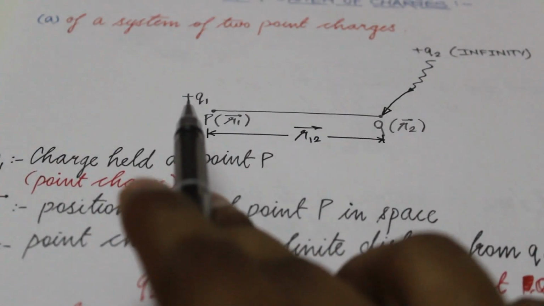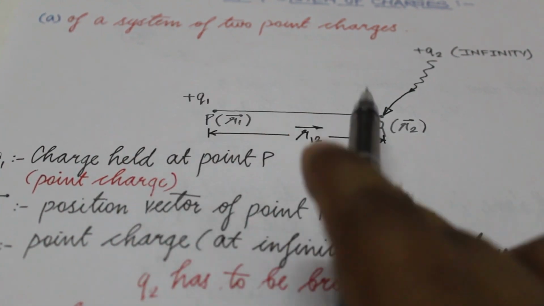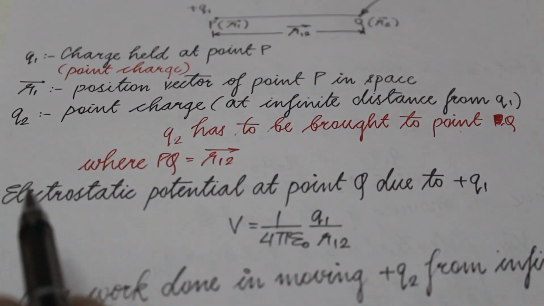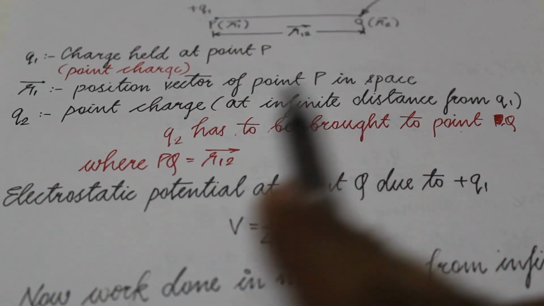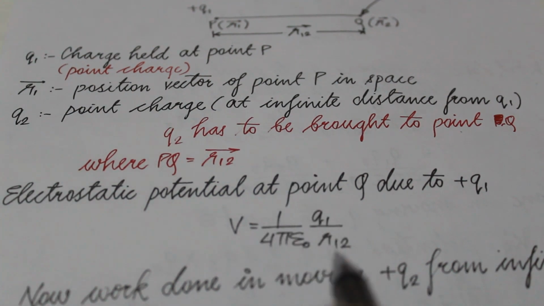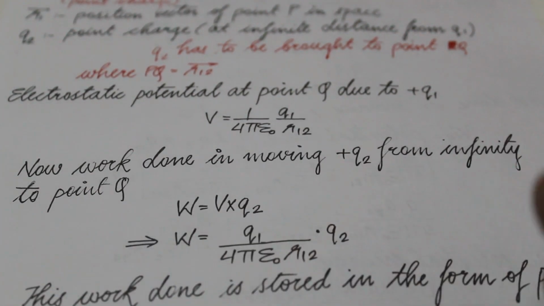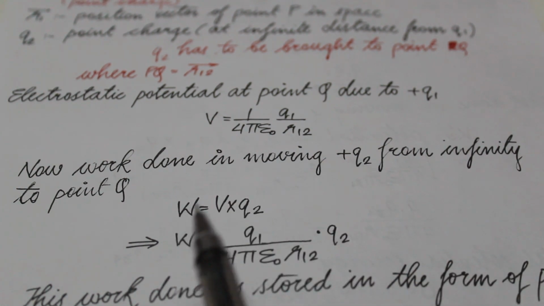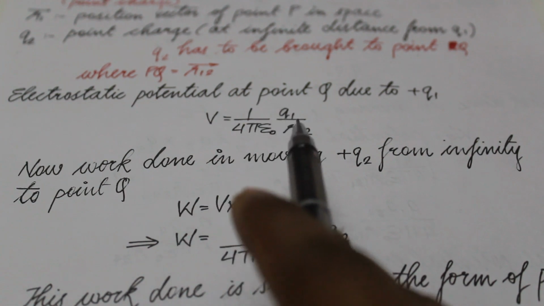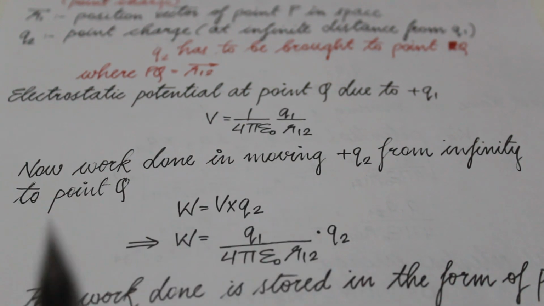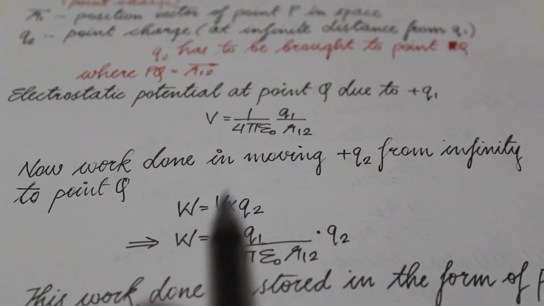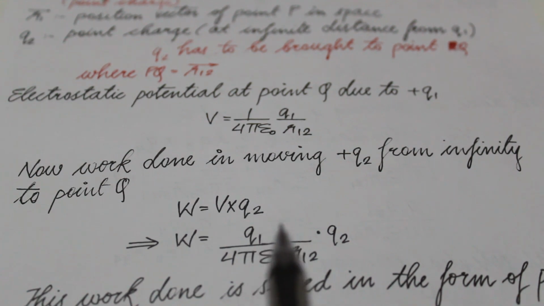As you can see, this plus q1 charge is kept at this point, so it will create a potential at point Q. The electrostatic potential at point Q due to plus q1 charge will be given by q1 upon 4 pi epsilon naught R12, where R12 is the distance between points P and Q. Now the work done in moving plus q2 charge from infinity to point Q, as we have already discussed that plus q2 charge was initially at infinity. So the work done W is equal to V, the potential due to q1, into q2, as q2 is the charge which is being transferred. Putting these values, we get W is equal to q1 q2 upon 4 pi epsilon naught R12.